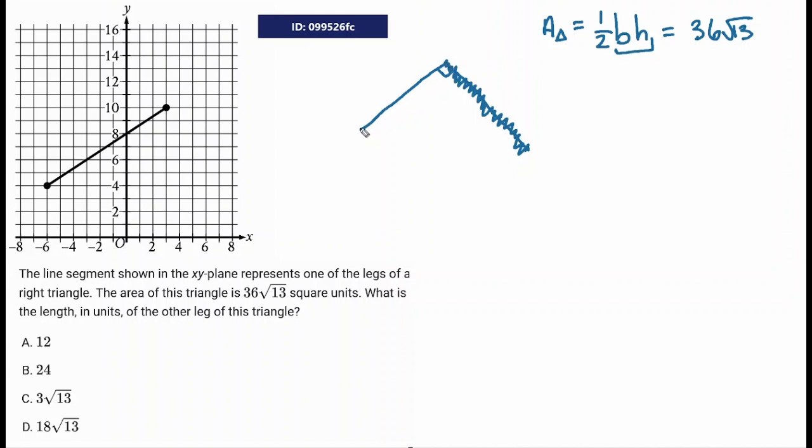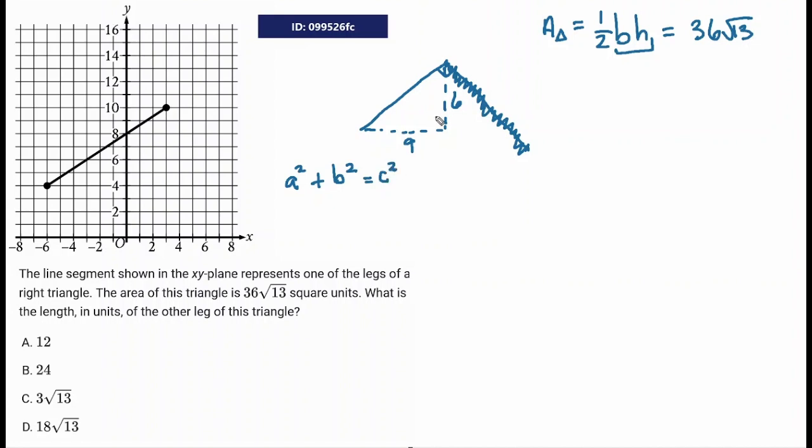Is there a way to figure out how long this particular line is without using the distance formula? Yes. What if you thought about it as the hypotenuse of a right triangle? How far is the line that I just made? Well, it's from 10 down to 4, so it's 6. And then this is on the 3 line, right? So from 3 over to negative 6, how far is that? It's 9.